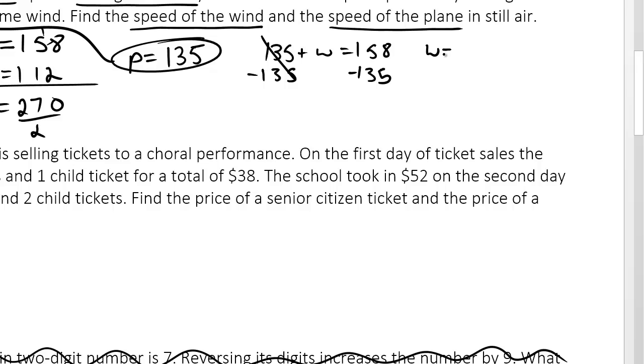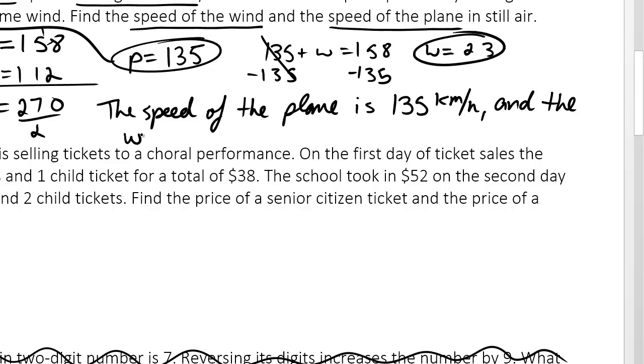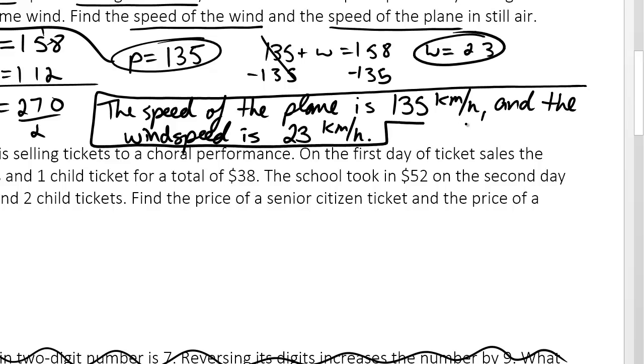And W equals 23. So now, in sentence form, the speed of the plane is 135 kilometers per hour, and the wind speed is 23 kilometers per hour. And that's your answer.